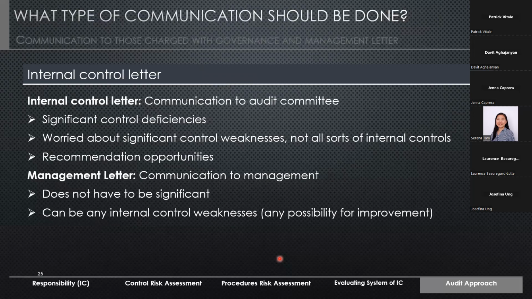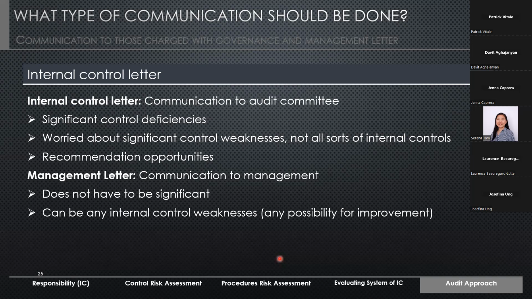Okay, so this thing, I don't know how, but I think probably it will be tested. So remember that there's two types of letter. So internal control letter, this is communication to the audit committee. Right, so significant control deficiencies, material weakness as well. This is where you would take manager sign-off to tell them, okay, there's this problem. But in the management letter, it's really more about giving recommendations. You see a weakness here, weakness there, and how can you change it?